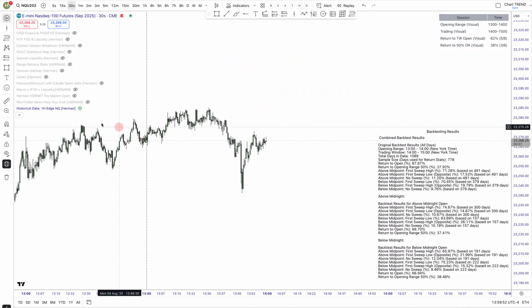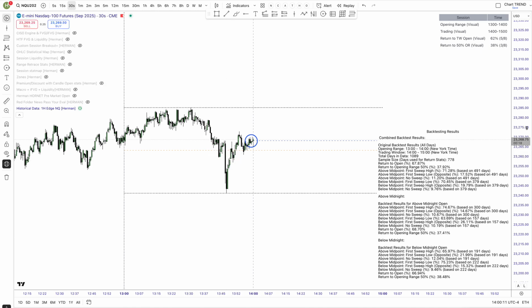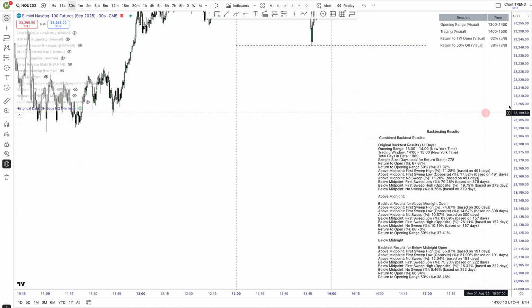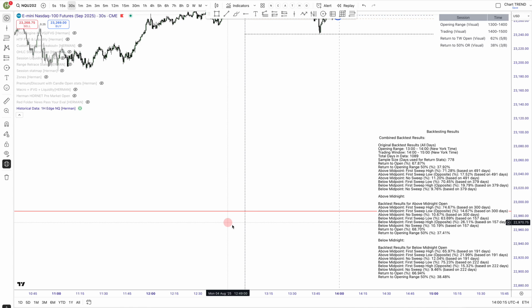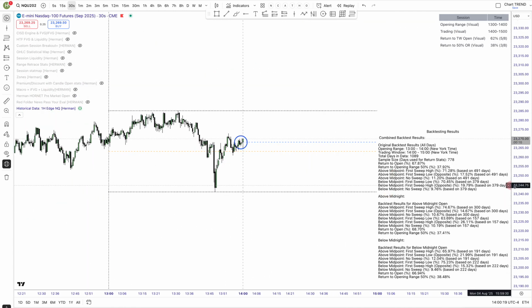Alright, let's see in action historical data 1 hour for NQ. 2 p.m. silver bullet is about to start, and there it is. We can see that the open price is in the upper half of the previous hour, which is above the midpoint. And also we can see that we are above the midnight. So let's check the stats.